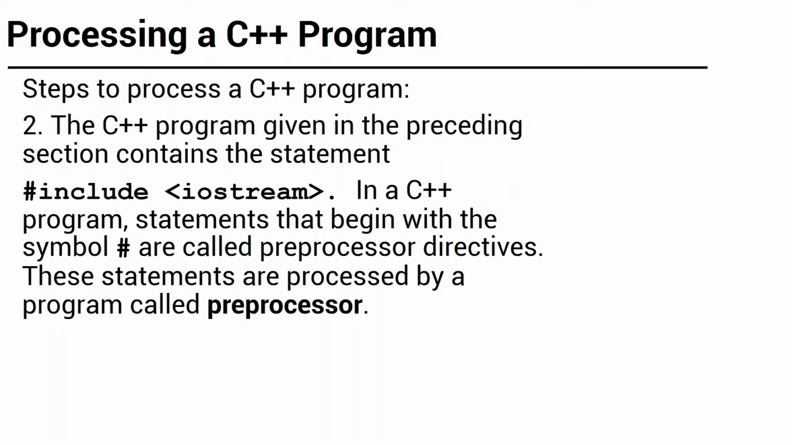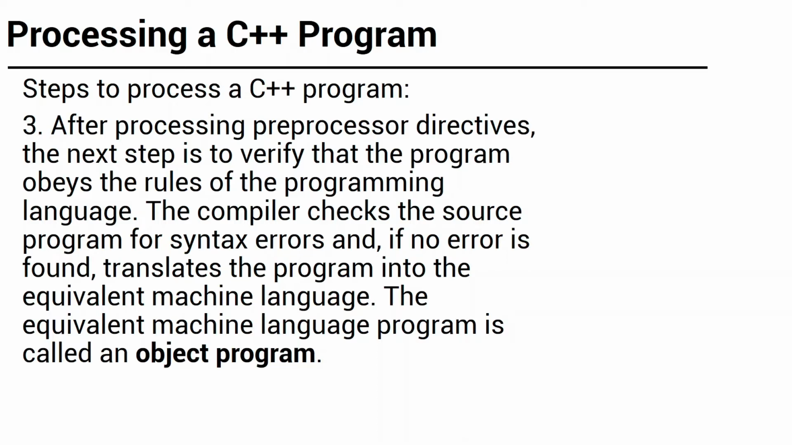So what is the purpose of these preprocessor directives? Preprocessor directives are part of the compiler which performs preliminary operations to your code before the compiler sees it. Then, after processing preprocessor directives, the next step is to verify that a program obeys the rules of the programming language. So that means it will look into the syntax of the program, to check if the program is correct using the syntax of the language. The compiler checks the source code program for syntax errors, and if no error is found, it translates the program into the equivalent machine language.